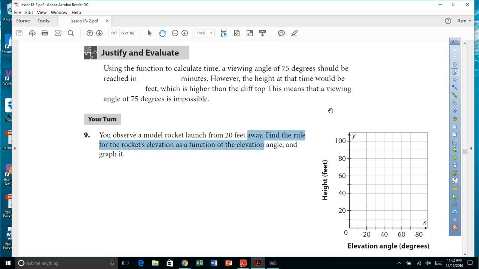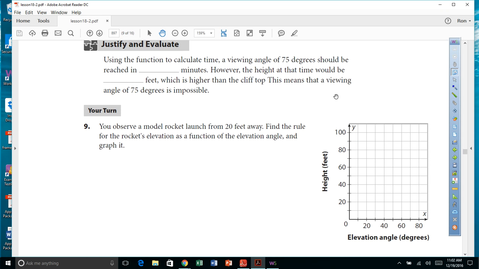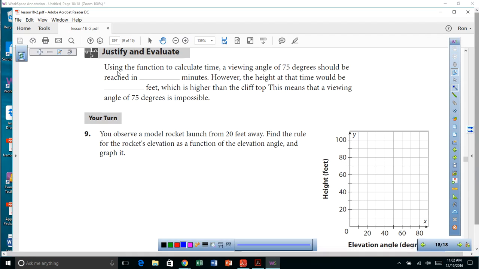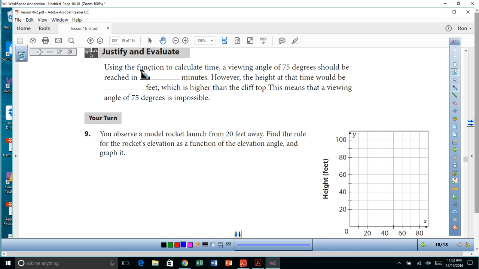Using the function to calculate time, a viewing angle of 75 degrees should be reached in 111.96 minutes. However, the height at that time would be 559.6 feet, which is higher than the cliff top. This means that the viewing angle of 75 degrees is impossible.